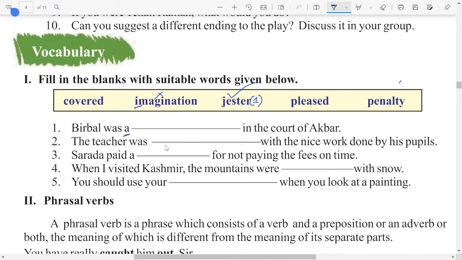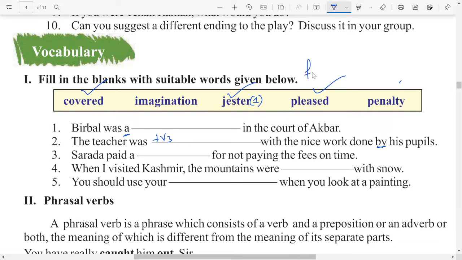Next, the teacher was dash with the nice work done by his pupils. This statement is in the passive voice, so after was you need v3, and here you can see by. Because there is no v4 at all, only v3 is needed. How many v3s are there? Now how many options will you eliminate? Only one is here, covered, another one is pleased. Only 2 v3s are there. So in these two, which one do you need? This is one shortcut. So the teacher was covered or the teacher was pleased.